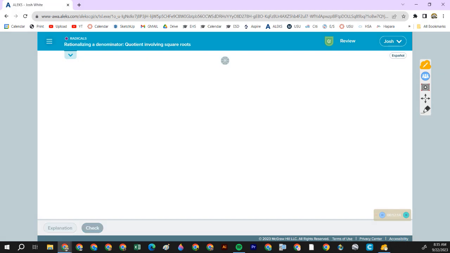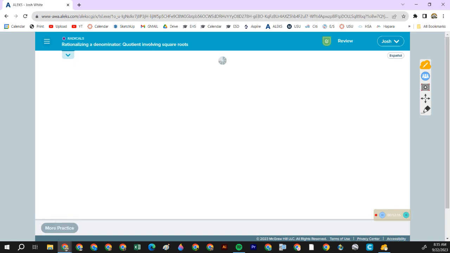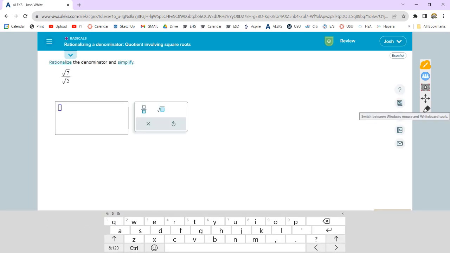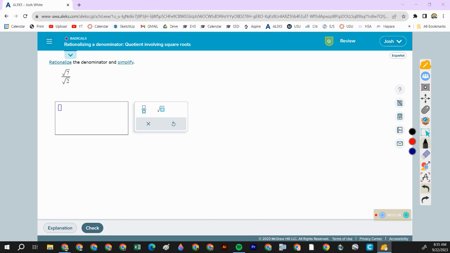All right, let's do another one. All right, so times this by root 2 over root 2. The top becomes root 14, and the bottom just becomes 2. Can I take a 2 out of those? No. You cannot cancel an inside and an outside. That will never work. Inside can cancel inside, and outside can cancel outside.